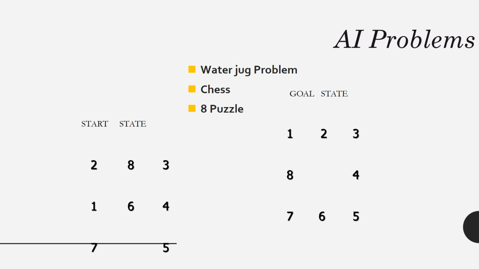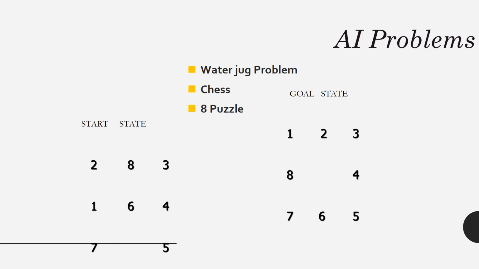For AI problems, we don't have a fixed procedure to reach the goal state. We will start from the initial state and at every step we will check whether we have reached the goal state. If not, we will continue. When we reach the goal state, we will stop.